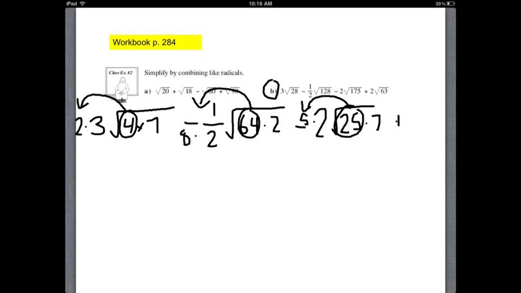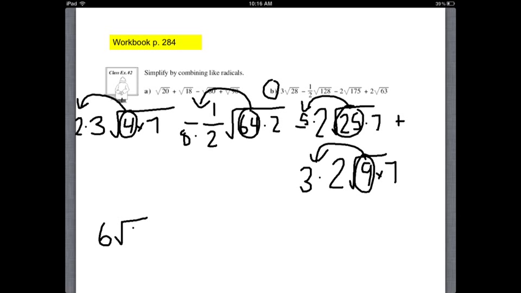And last but not least, you have 2 root 63. That's going to be 9 times 7. That 9 is a perfect square. That can be brought out, and now it's 3 times 2. Alright, working these ones out. The first one is going to be 6 root 7.